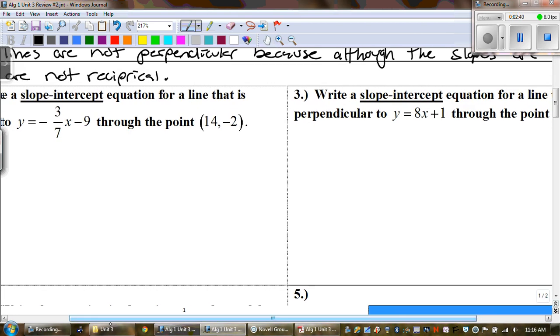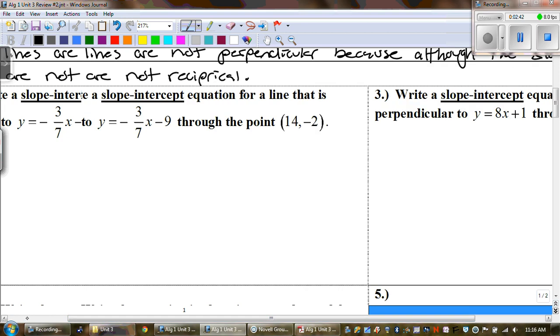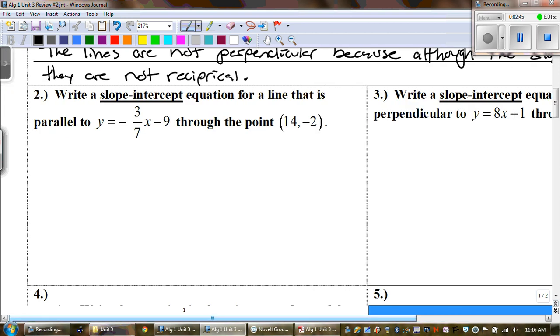Number 2 says, write a slope-intercept equation for a line that is parallel to y equals -3/7x minus 9. Okay? Parallel. Parallel means same slope. So that's my slope. I'm going to steal it, or borrow, whatever you want to do, and plug that into my equation. So -3/7x, and then we're plugging in a 2 and 14.